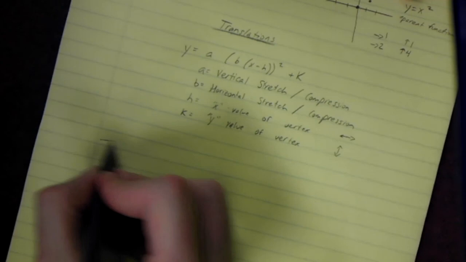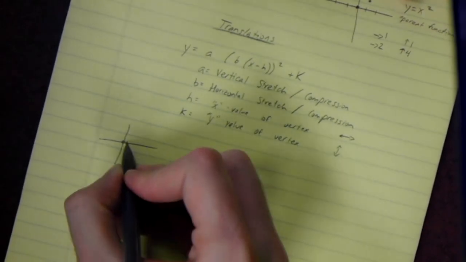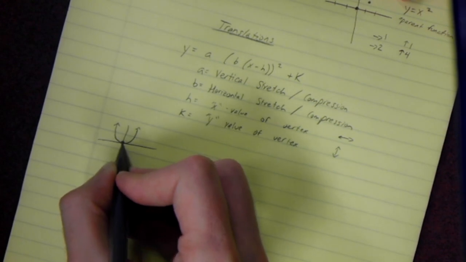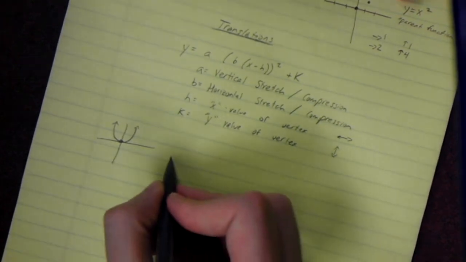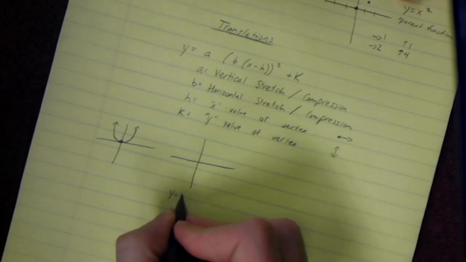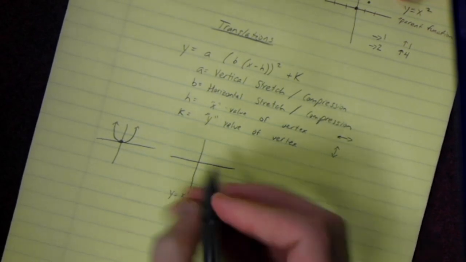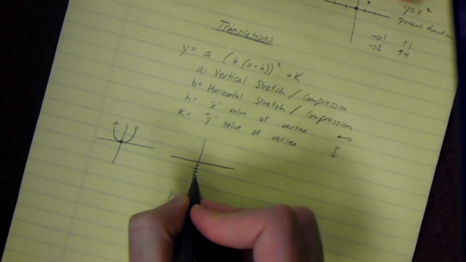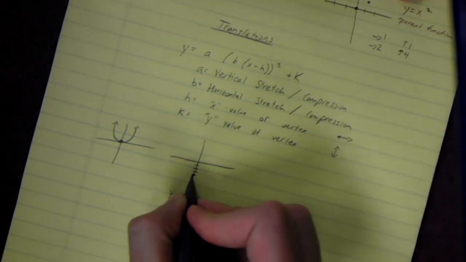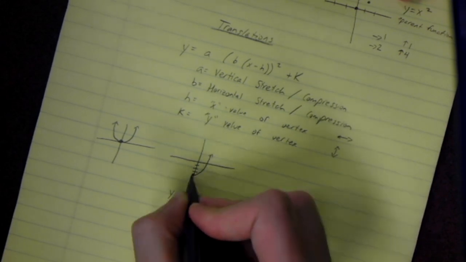So just as an example here, normally the graph of a quadratic looks like this. It has your general U shape. The vertex is at the origin. However, let's say you had y equals x squared minus 4. Well, that's going to take your whole graph and it's going to drop your vertex, the y value, down 4 units. So your graph would look something like this instead.